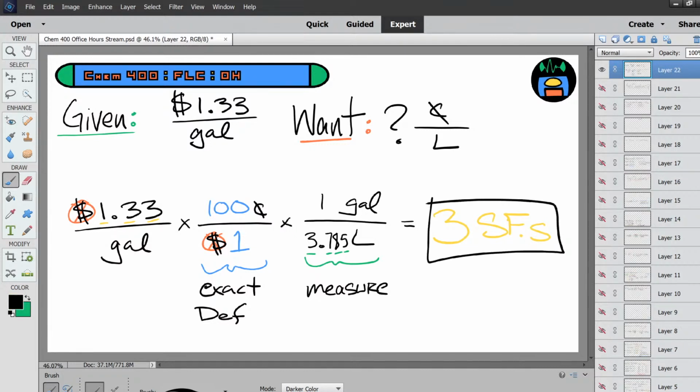Our unit conversion from dollars to cents won't limit us, but our unit conversion from gallons to liters has the potential to. It just has 4 sig figs. So we're going to be limited to 3 significant figures. So that is how you handle that problem.